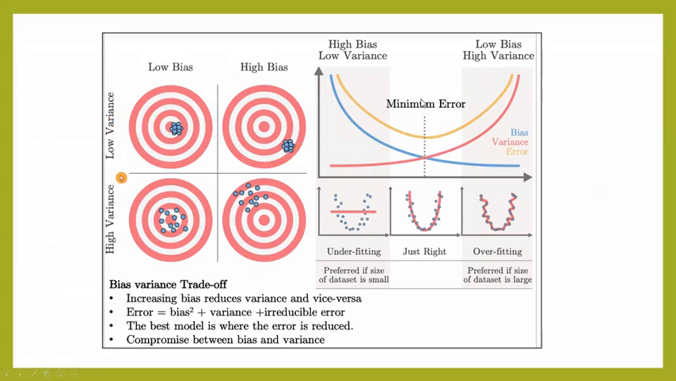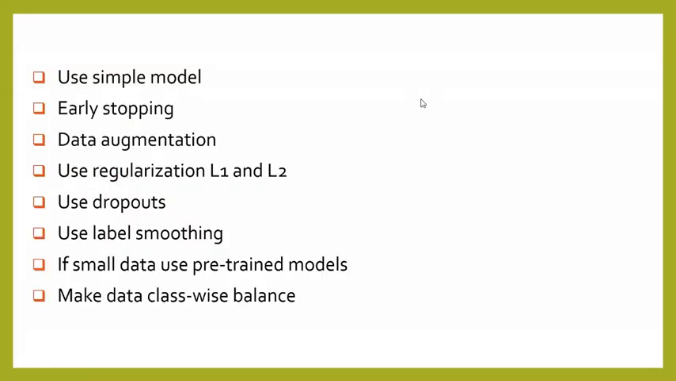Then data augmentation, you know about this one. There are ways to augment the data. You can have geometric transforms. I already told you, you can have frequency domain transforms. You can have generative adversarial networks. You can augment the data in so many ways.